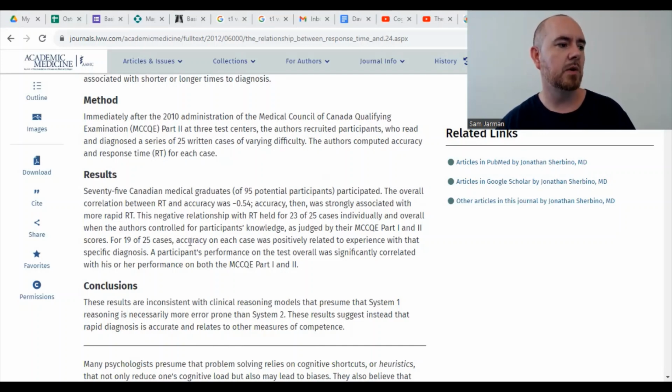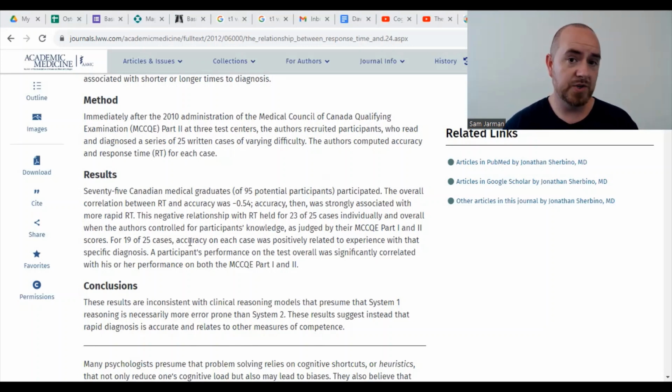A participant's performance on the overall test was significantly correlated with his or her performance on both the MCCQE Part 1 and Part 2. So the MCCQE is a standardized test. But basically, what they're noting is that if somebody has been familiarized with a specific diagnosis before, they're faster to diagnose with it again because they have seen it before. And also the accuracy, the faster you responded, the more accurate you were. So experience made you faster, which means that knowledge made you faster and more accurate.